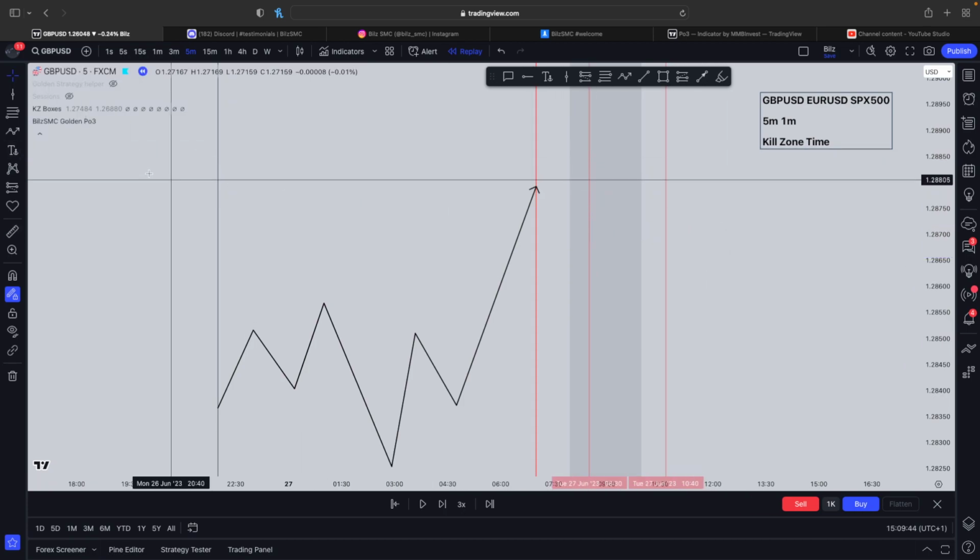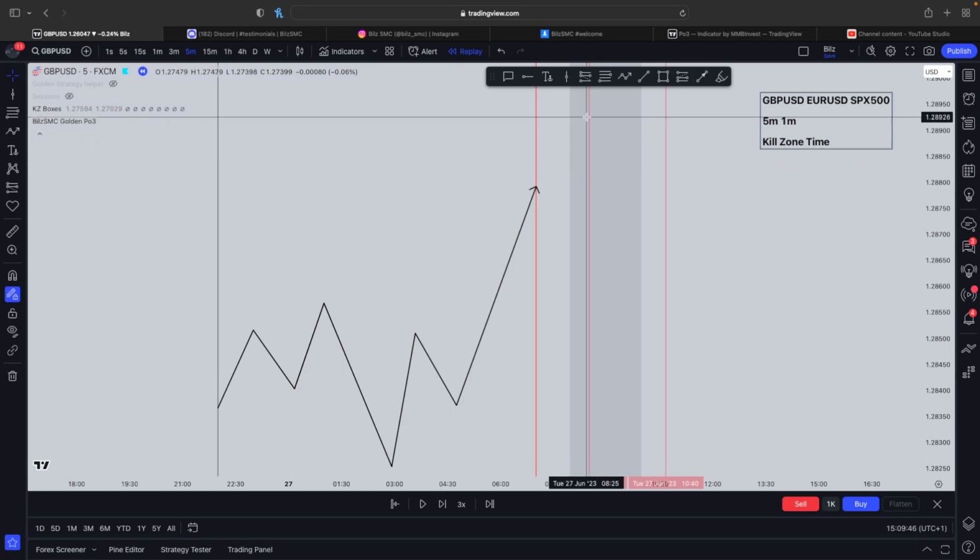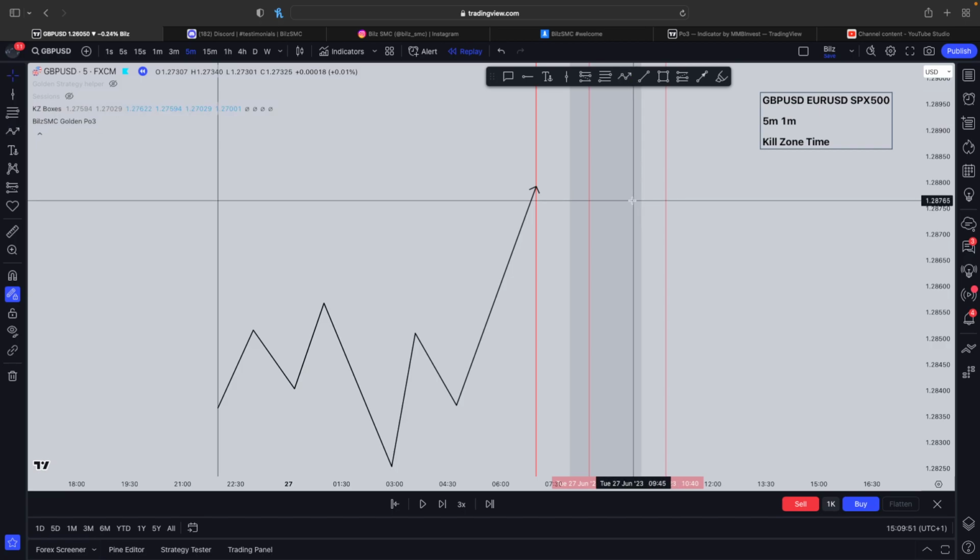Okay, so we're going to let market do whatever it wants to do. If it's a red line, it means it should enter sell. So what do we wait for? Buy side liquidity or sell side liquidity to be taken out? Wait for buy side liquidity to be taken out.